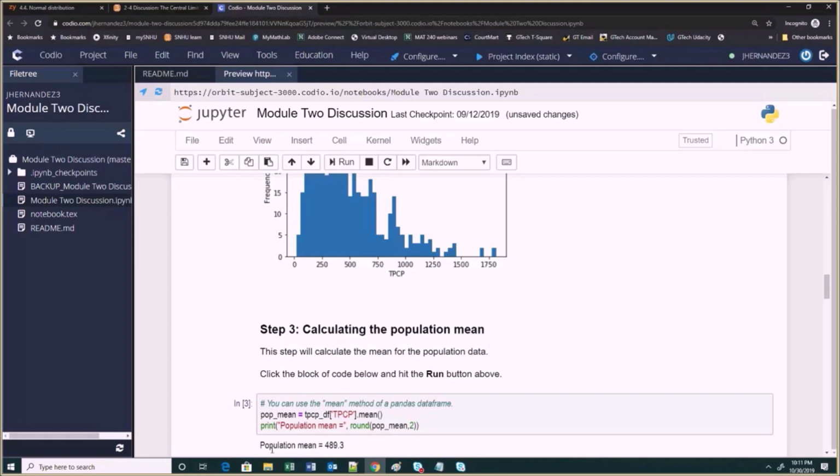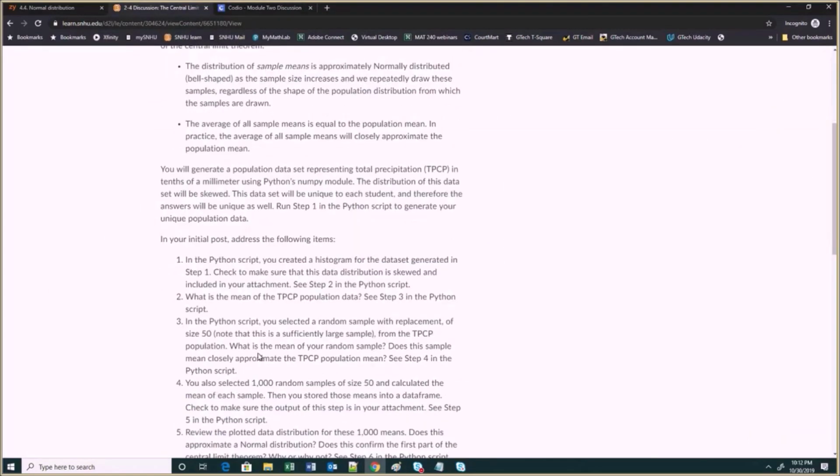This is usually unknown. This is what we're trying to estimate using samples. So let's assume for now that this is an unknown population mean, and we know that it's going to be 489. Let's go to the next step. In the Python script, you selected a random sample with replacement of size 50. Note that this is a sufficiently large sample. What is the mean of your random sample?